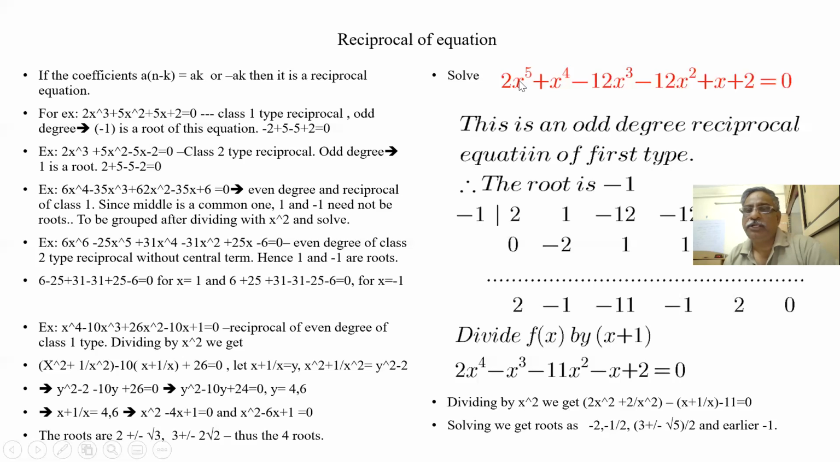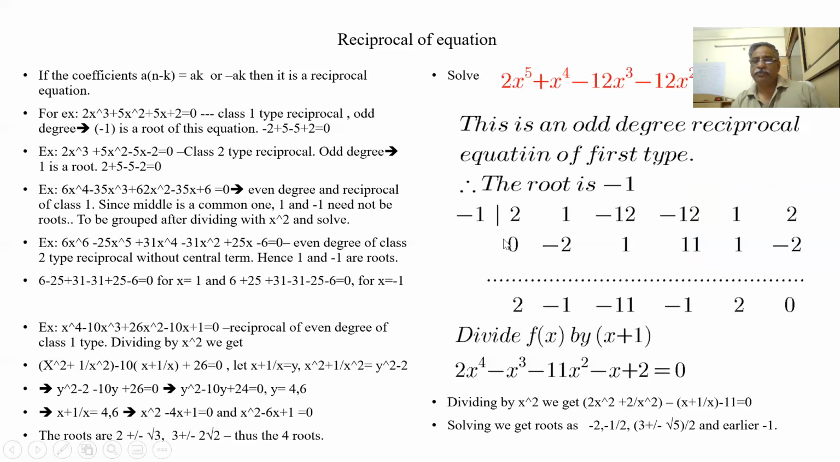Now let us see this odd degree one. 1 and 1, minus 12, same sign, class 1 type, first type. So definitely for the first type we know minus 1 is the root. So I am dividing by x plus 1. When dividing, I get 2, minus 1, minus 11, minus 1, 2, the remainder being 0. So 2x to the power 4 minus x cubed minus 11x square minus x plus 2 is equal to 0.